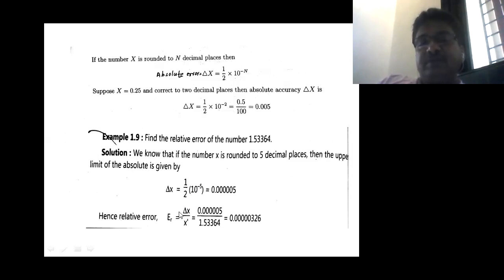Then relative error is what? The absolute error divided by the true value, or the value of the number. So the value of the number is this and the absolute error is this, so divided by this, x dash or x. Okay, and this is the answer. So this is the relative error. So this is the absolute error in this number, and this is the relative error in this number.